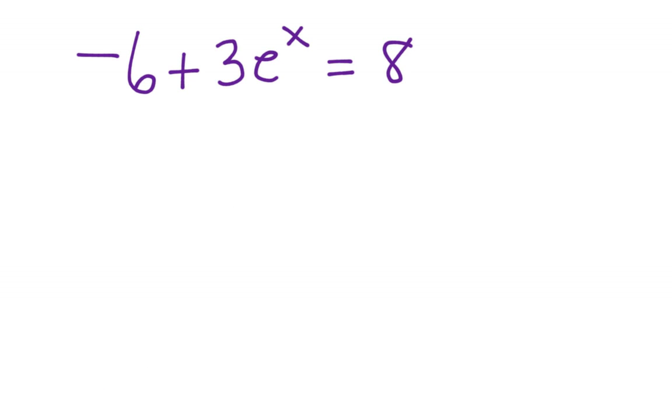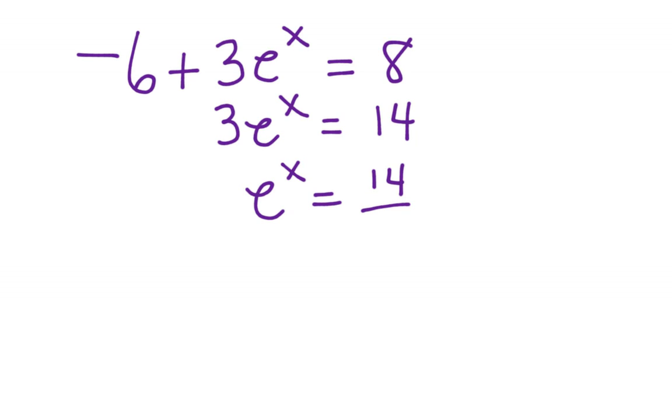Let's look at this equation to solve for x: negative 6 plus 3e to the x equals 8. I want to solve for x, so I want to isolate e to the x. I'm going to add 6 and get 3e to the x equals 14. Divide by 3, and I get e to the x is equal to 14/3.